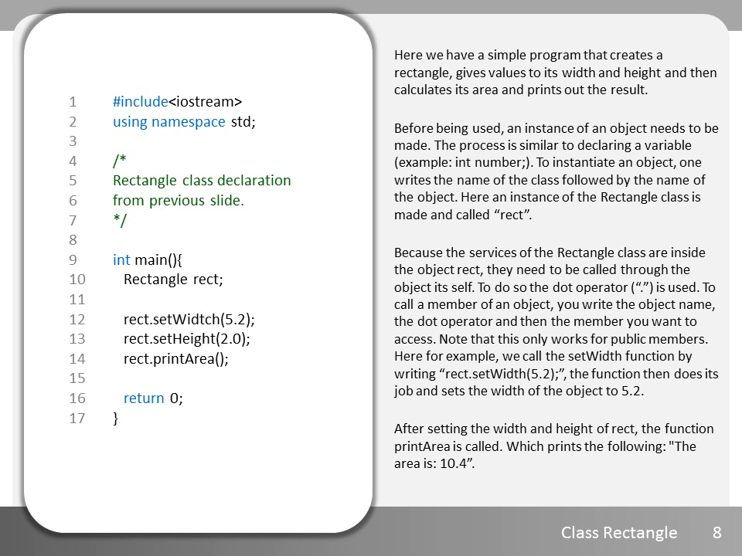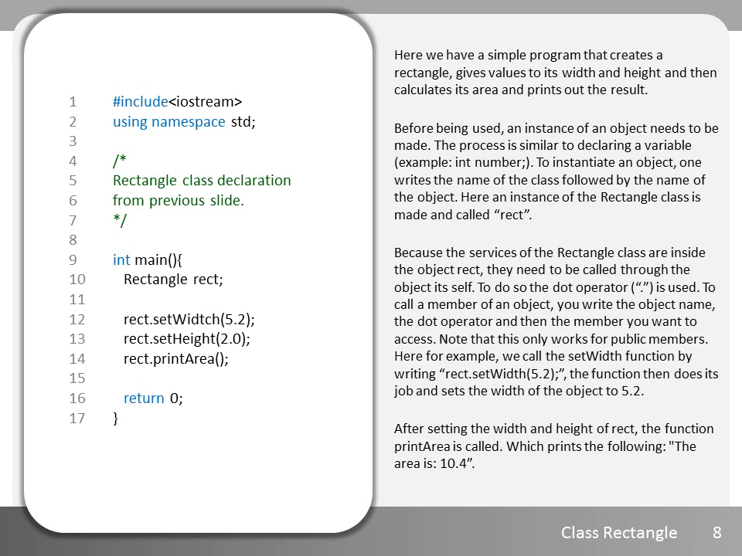Here we have a simple program that creates a rectangle, gives values to its width and height, and then calculates its area and prints out the result. The comment section at the beginning of the program is a placeholder for where the code of the rectangle class should be. It was not added because of reasons of space.